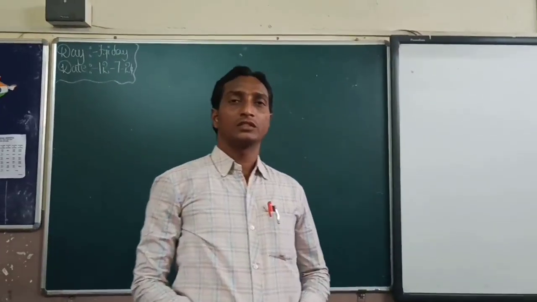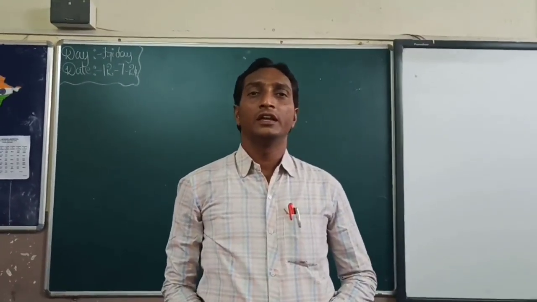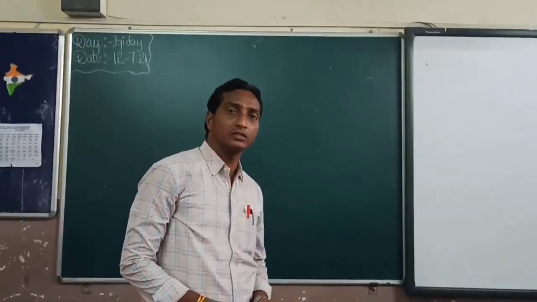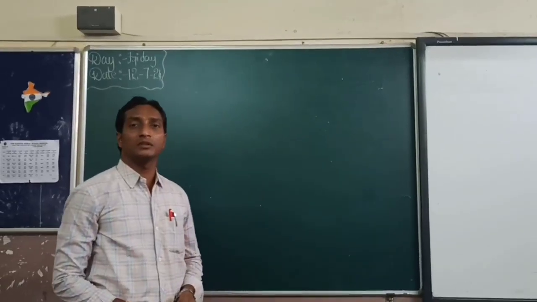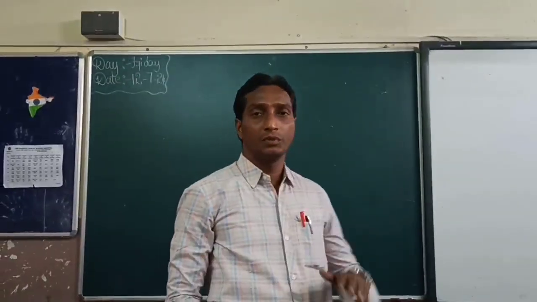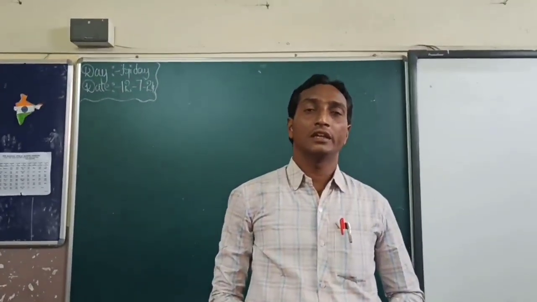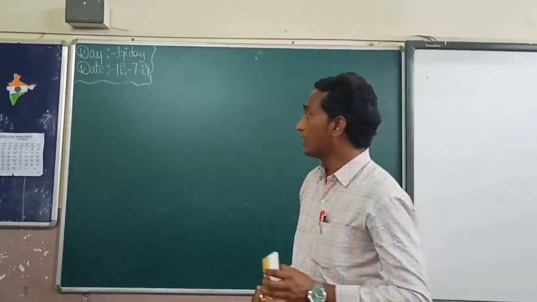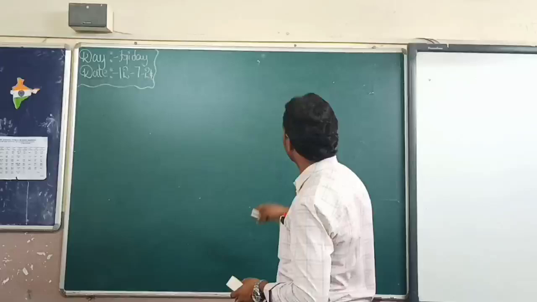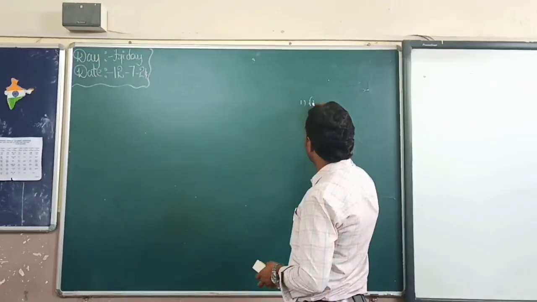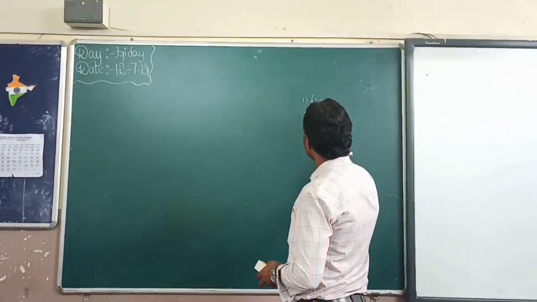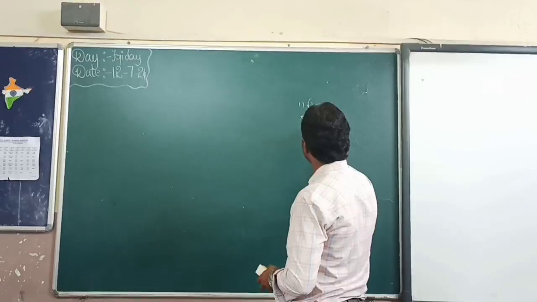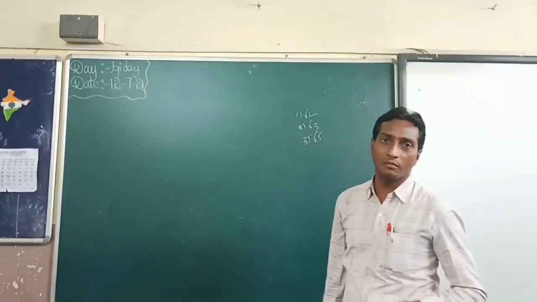Children, so yesterday we discussed the irrational numbers on the number line. So how to represent the irrational numbers on the number line. In the previous class we discussed how to represent rational numbers on the number line and irrational numbers on the number line, for example, root 2, root 3, root 5. So these are the irrational numbers.